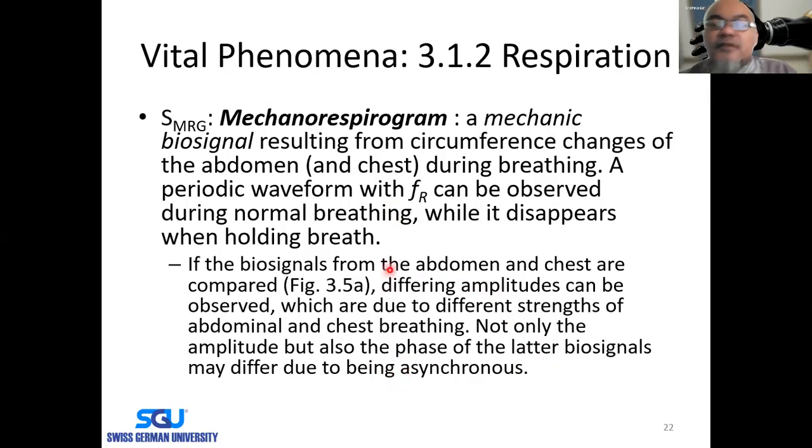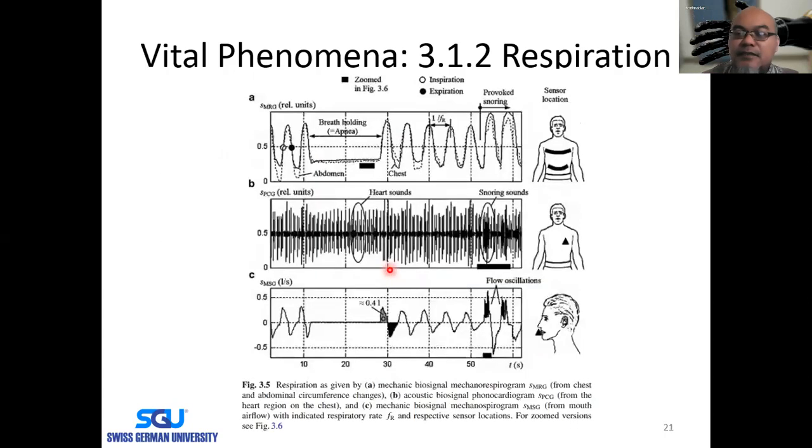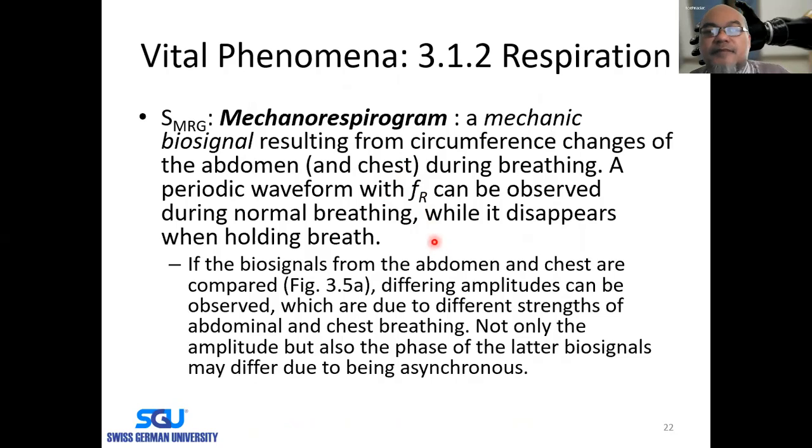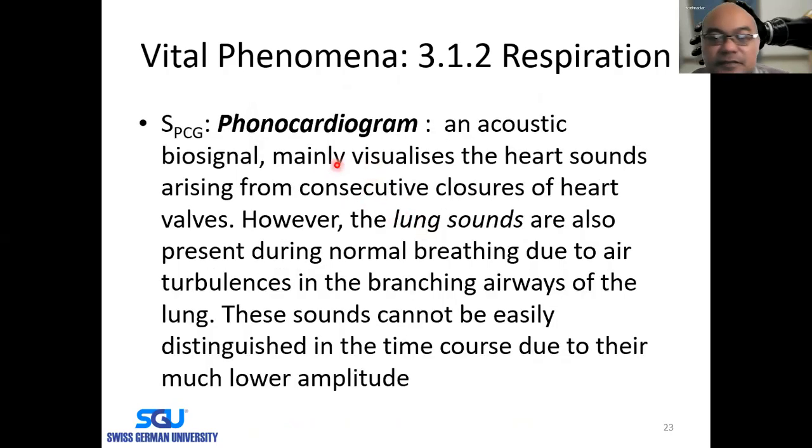This is because the two are asynchronous, they do not expand at the same time. But most of the time, the chest may be expanding first, like this. The chest is expanding first, or contracting first, and then followed by the abdomen. Okay. This is what it means with asynchronous.